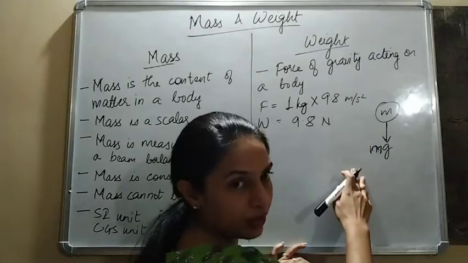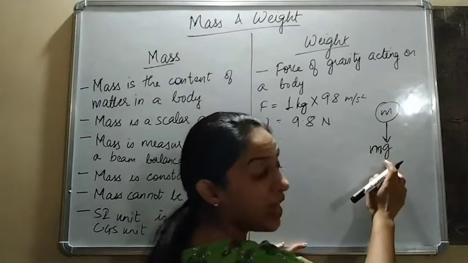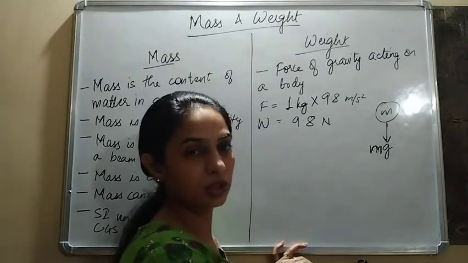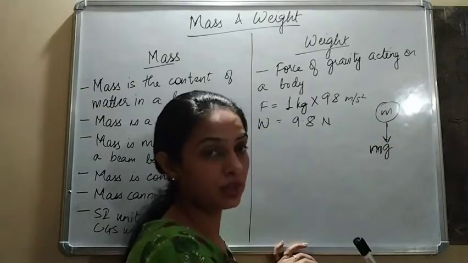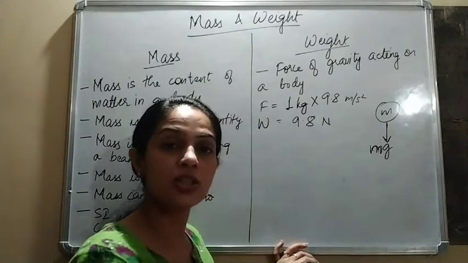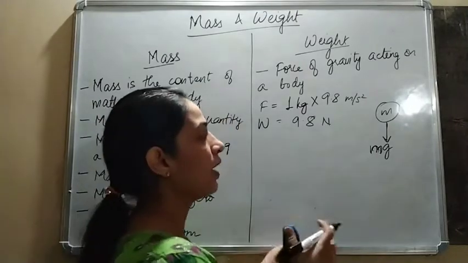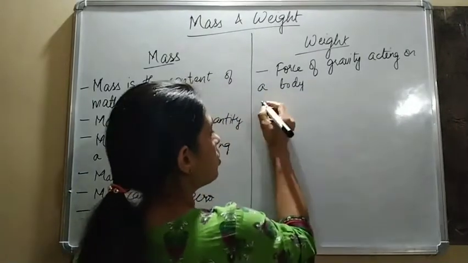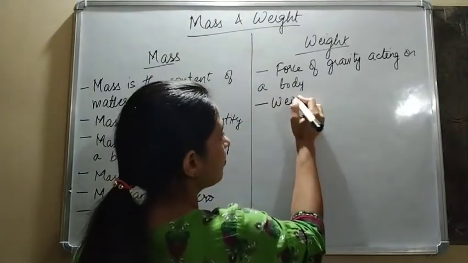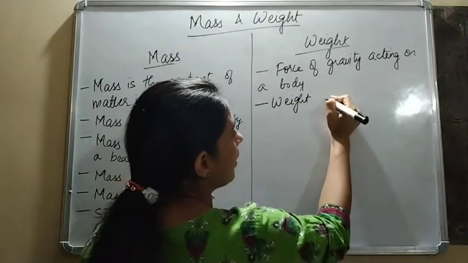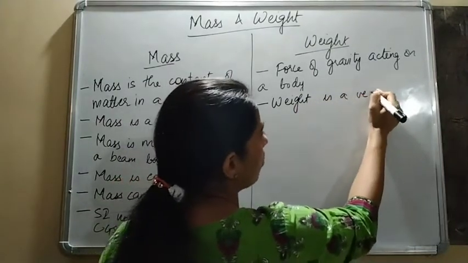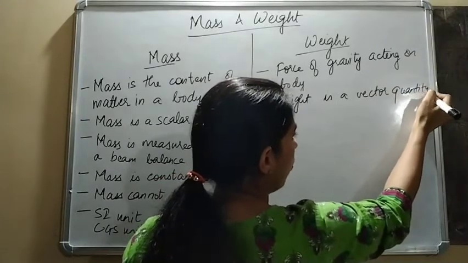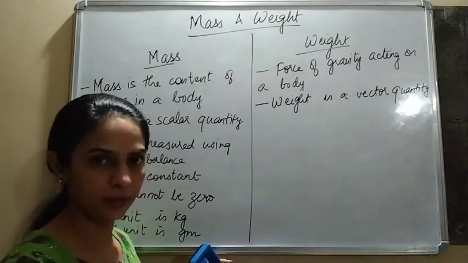Since force is a vector quantity, weight is mg. G acts downwards, it is acceleration due to gravity. Acceleration is a vector quantity, it has a direction, that is why weight will also have a direction, right? So weight is a vector quantity, right?